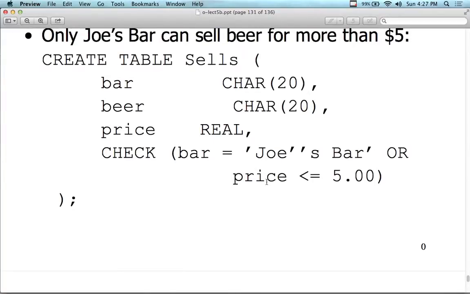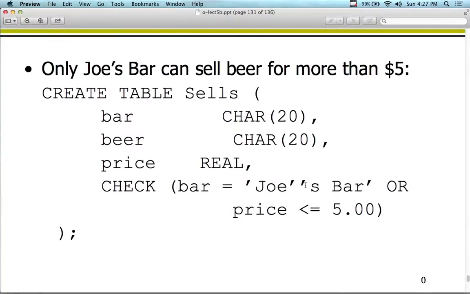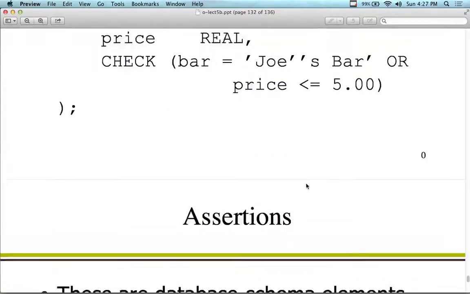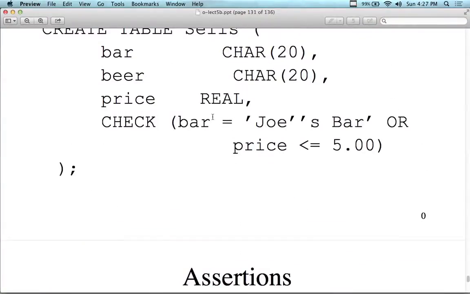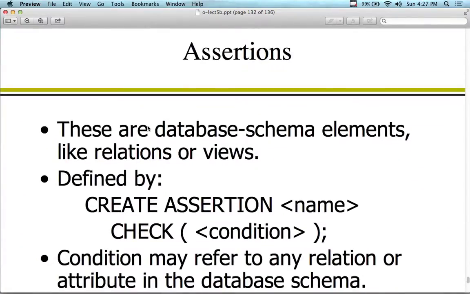All right, so the check is going to be for the bar is equal to Joe's Bar, which is going to pass. So if the price is higher than $5 but it's Joe's Bar, then it's going to pass. And how do we know that? Because of the name bar, which is the check on another attribute. So it's a row-based check. We also have this concept of an assertion.